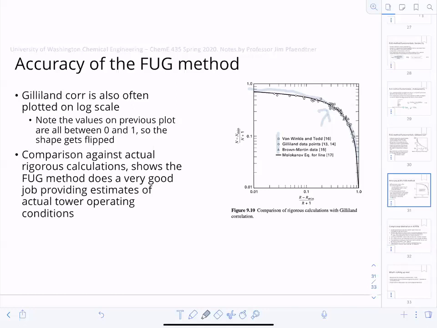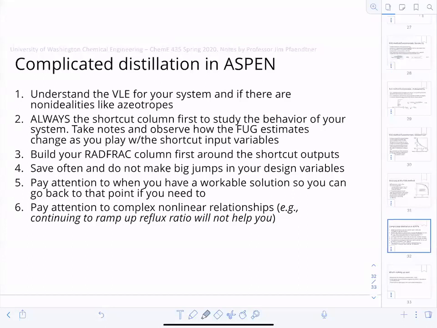I'm going to leave these notes here for you in terms of how to do multi-component complicated distillation in Aspen. You should keep this because you're going to do it in the future, maybe in Chem E485, but this is just an instruction manual, so I'm not going to spend a lot of time talking about it. So one more slide and then I'll finish up for the day.